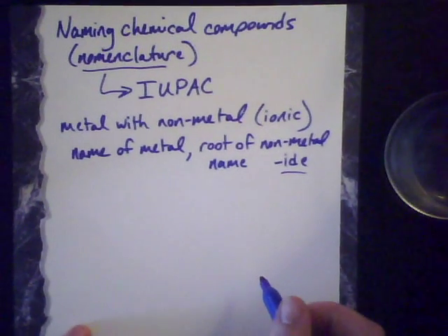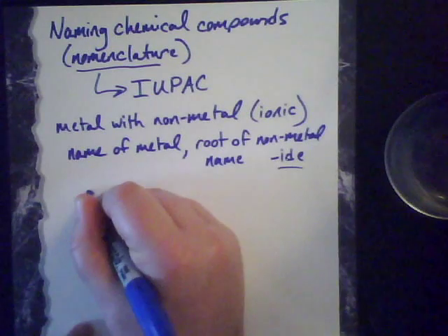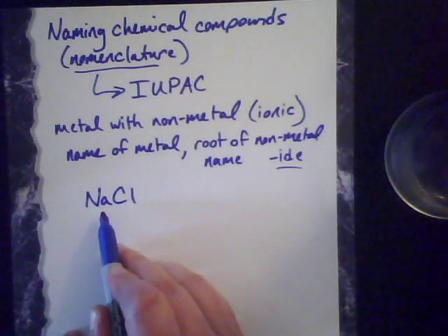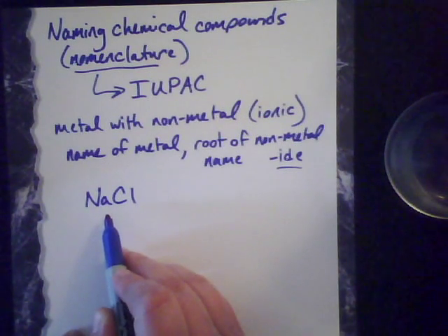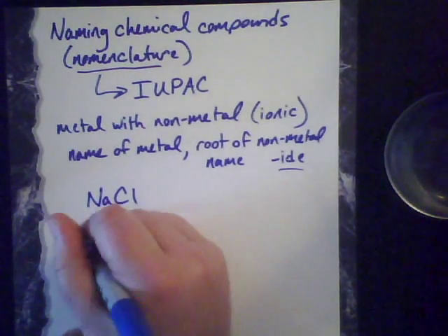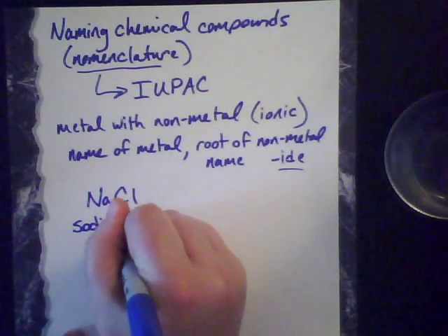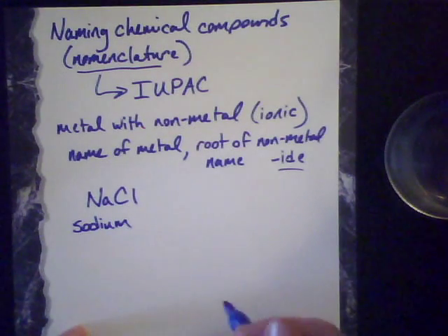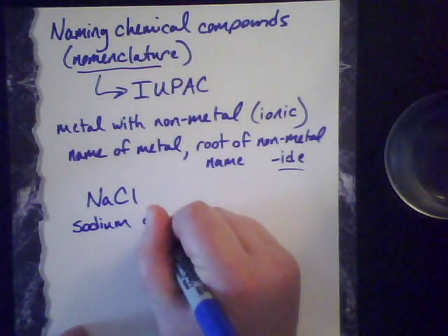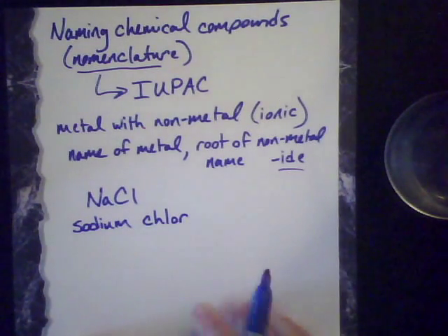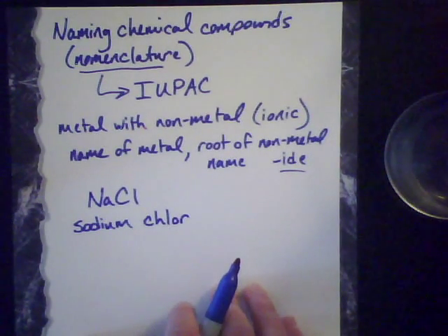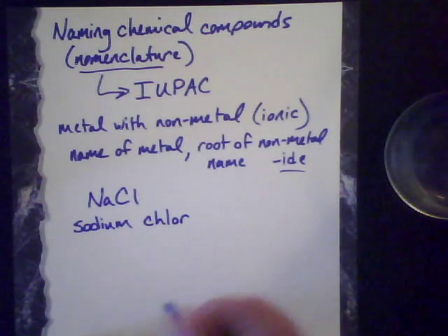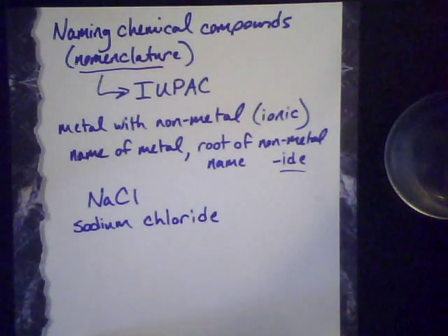Okay, so one of the primary examples, and one that we've already seen, is NaCl. So Na, we learned, is what metal? Hopefully you said sodium. Sodium. And then the root for chlorine. Chlorine is our nonmetal. It's one of the halogens. The root is Chlor. So I basically took off the INE ending of chlorine, and I'm going to replace it with this IDE ending, so sodium chloride.